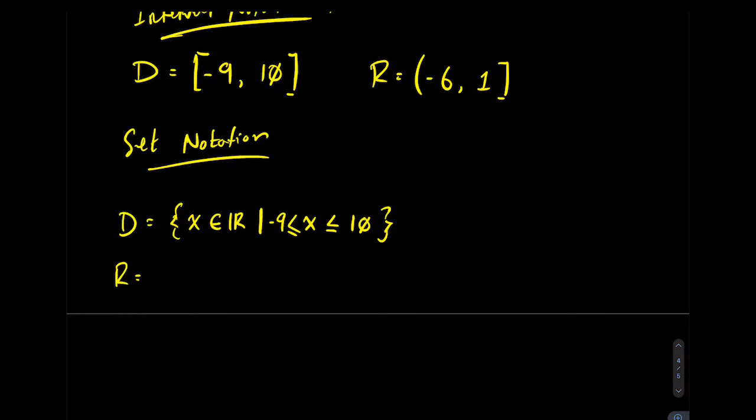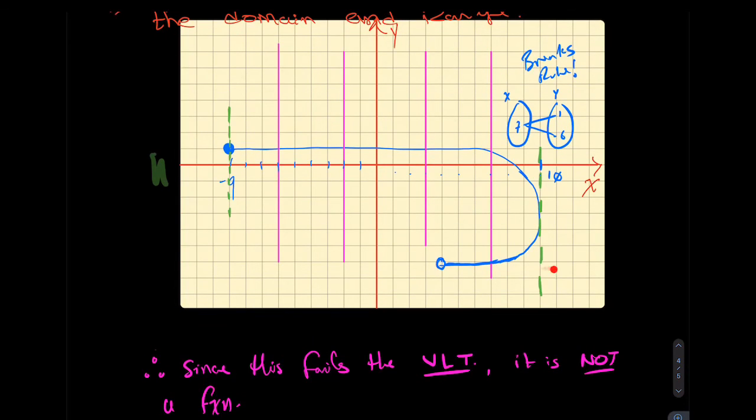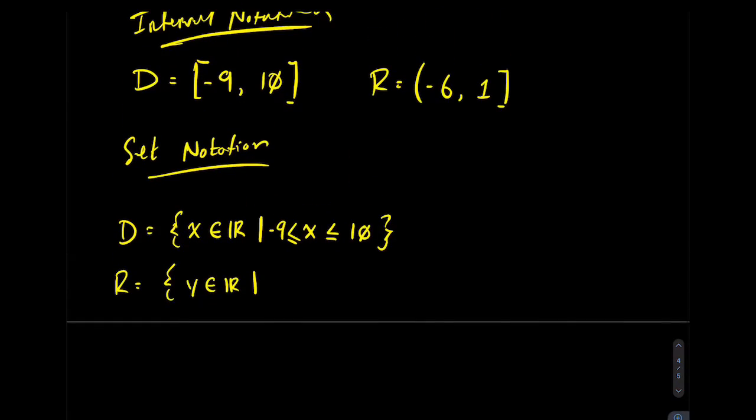Let's look at the range. Again, set this up. Y is an element of our real numbers such that, because our range also, it's not defined everywhere on the y-axis, right? It's only defined between right here and then up here. So let's look at our lowest one. Our lowest one we said was -6, but it doesn't include -6, okay?